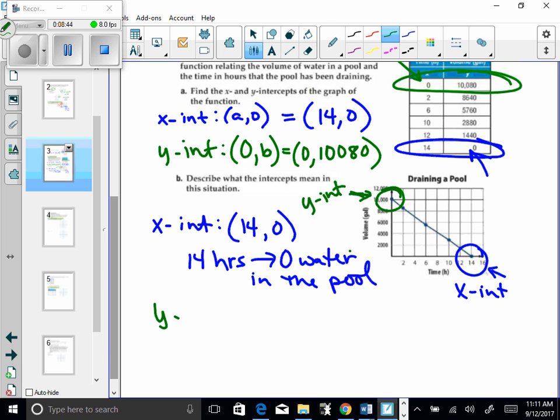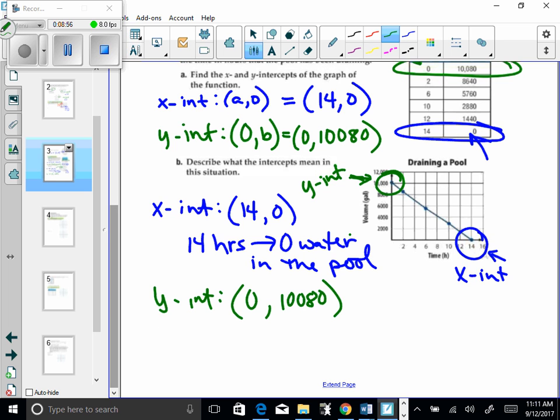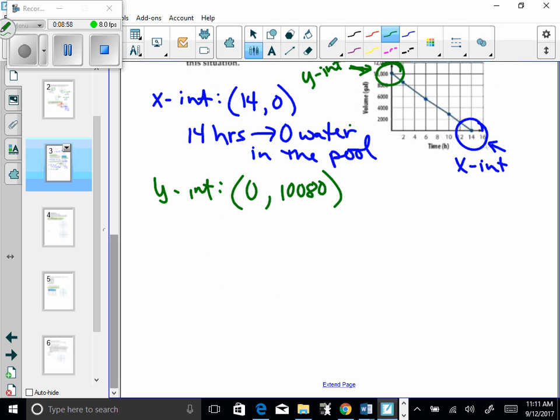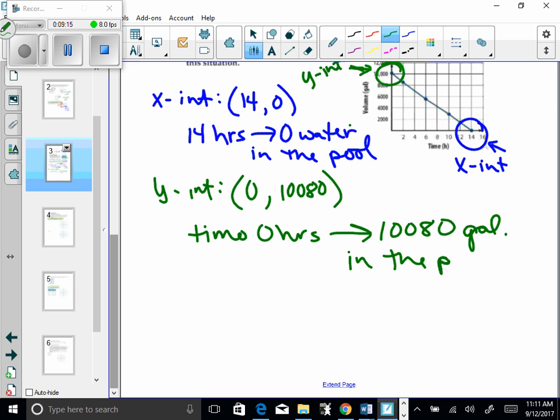The y-intercept that has coordinate 0, 10,080 gives me time 0. So that's before we started draining it. So at time 0 hours, there is 10,080 gallons in the pool. So that's how much water we have before we start draining. So 10,080 gallons before we start draining the pool, and it takes 14 hours to do that.